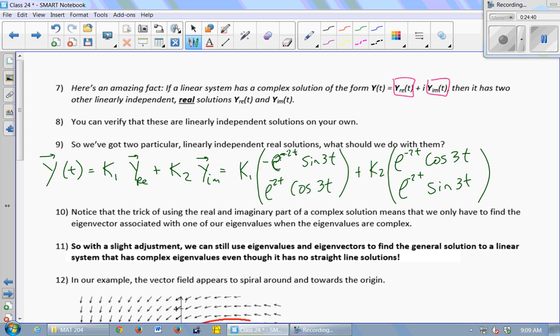So the general solution to the system can come from one complex eigenvalue. So you just take one complex eigenvalue, right? Find an associated eigenvector, and then you can build the general solution from the real part and the imaginary part of that one particular solution that you found. So slight adjustment, but we can still use eigenvalues and eigenvectors when the eigenvalues are complex, even though there are no straight line solutions.